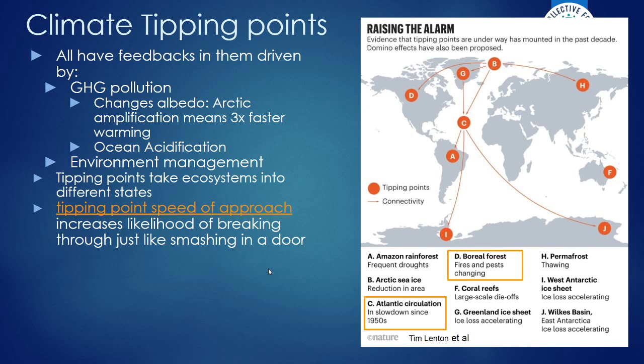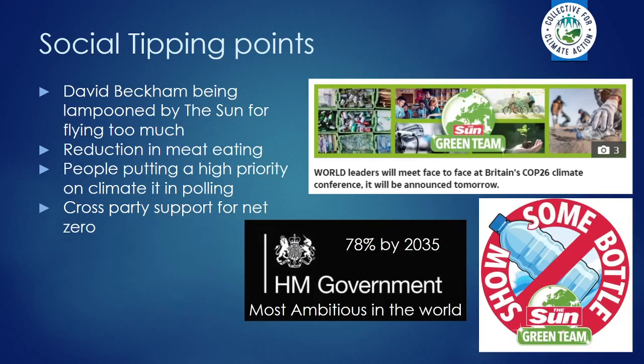But there are tipping points in other directions, and people talk about how natural systems can have tipping points to go in the other direction, which we may want to exploit as we recover or sort out the climate mess. But there are also social ones. And I've really looked at this closely for many years now, and this is something that's definitely happening. Like David Beckham being lampooned by the Sun for flying too much, people are eating less meat, people are putting a high priority on climate in political polling, and we've got cross-party support in many countries for net zero targets.